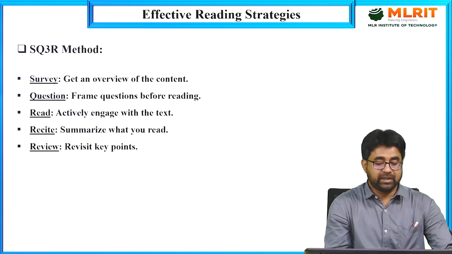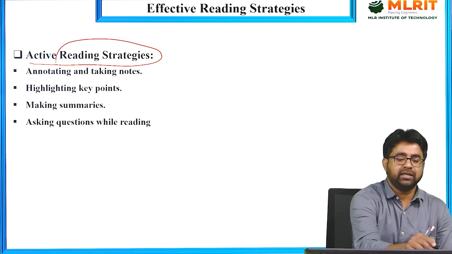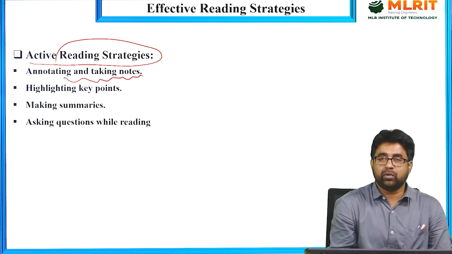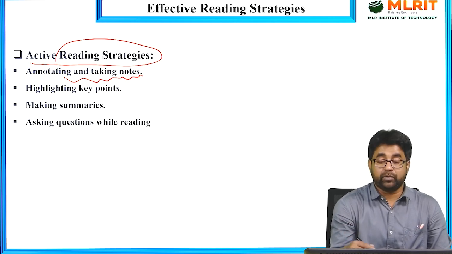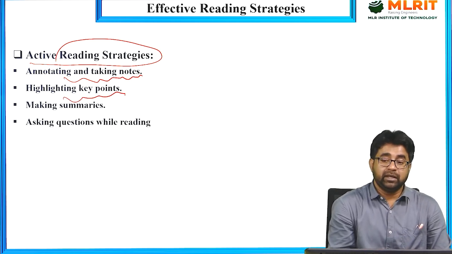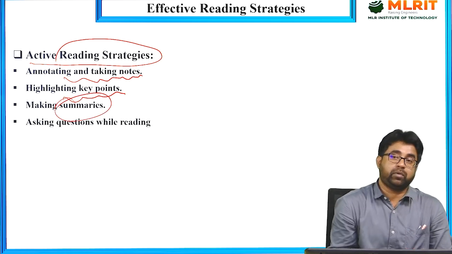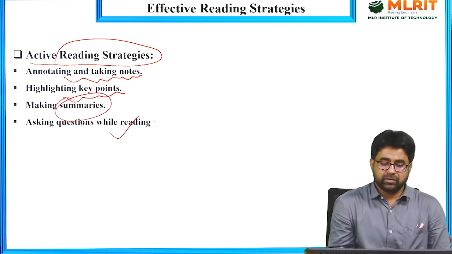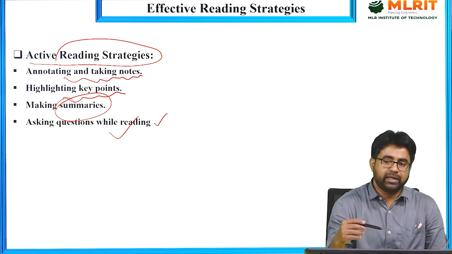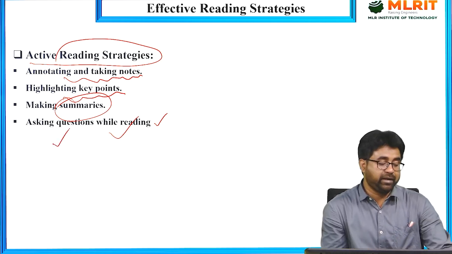Now let's see the next point, other strategies. There are certain other active reading strategies that will make our reading effective. What are those? They are very simple. You are already familiar with annotating or taking notes. It's very important to develop the habit of taking notes while we read something. Highlighting key points is very important because it helps us retain a particular concept for a longer time in our brain. Making summaries also is very important. And then asking questions while reading. This has already been discussed. Before we start reading something or during the process of reading, we need to ask ourselves questions continuously and search for answers. That can make our reading really effective.